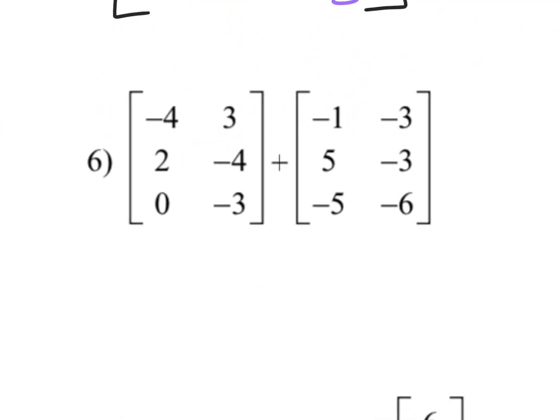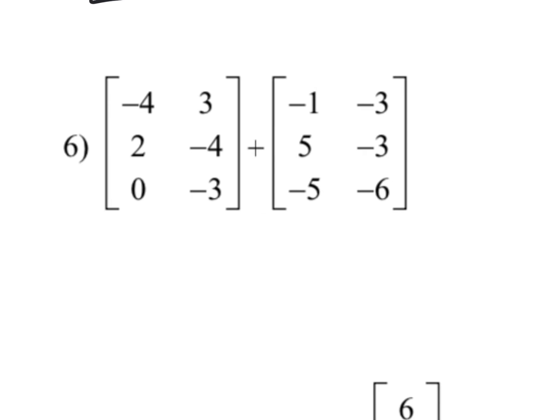All right, number 6. How many rows do we have in our first matrix? 3 rows, and how many columns? 2. What about the second one? 3 and 2. Think about rows as like you slide down the row of the movie theater. Like this is your row, this is your row, this is your row. So there's 3 rows, 2 columns. Columns go up and down.